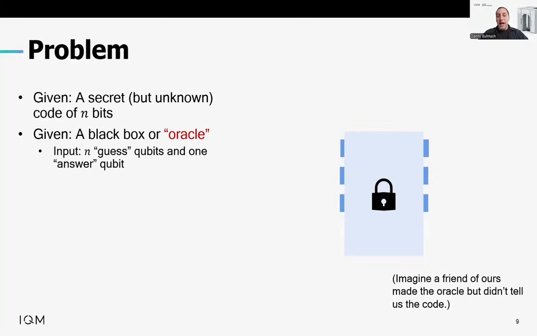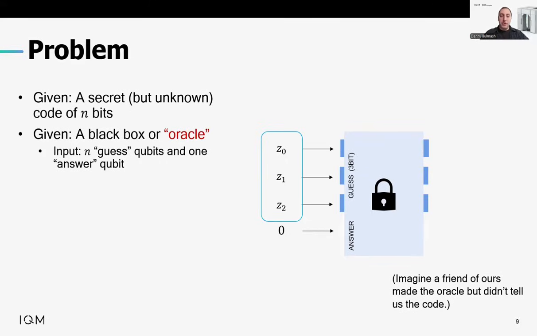Now, what this black box does is, let's say we've got a 3-bit secret code. So we have 3 qubits, which we'll call Z0, Z1, and Z2. Those are just our 3 input qubits, and they get fed into this black box. We don't know what the black box does, but it takes 3 qubits as input. And then it takes 1 extra answer qubit, and let's say that this answer qubit starts out in state 0.